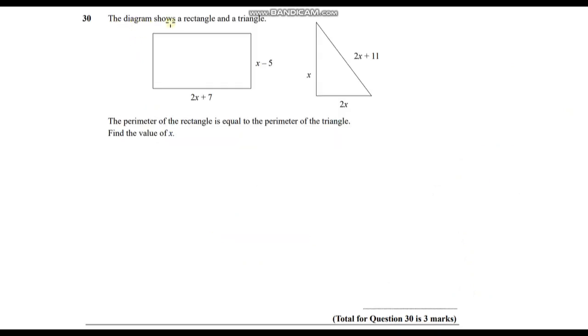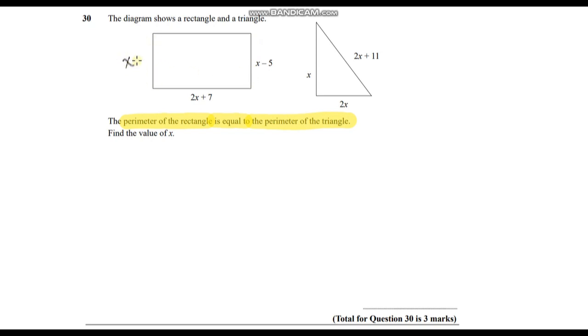Question 30. The diagram shows a rectangle and a triangle. The perimeter of the rectangle is equal to the perimeter of the triangle. So the perimeters of both shapes are exactly the same. Find the value of x. Right, so we're told what the base and the height is of the rectangle. So this height over here, well, that's going to be exactly the same as this height. These two lengths are the same.